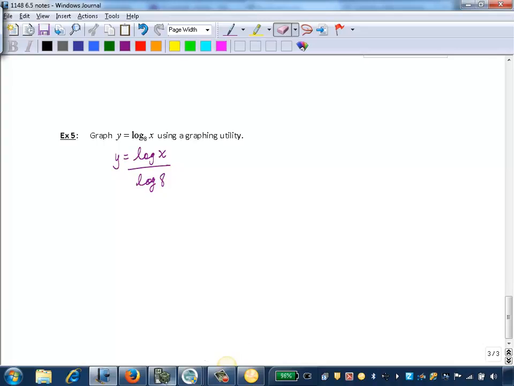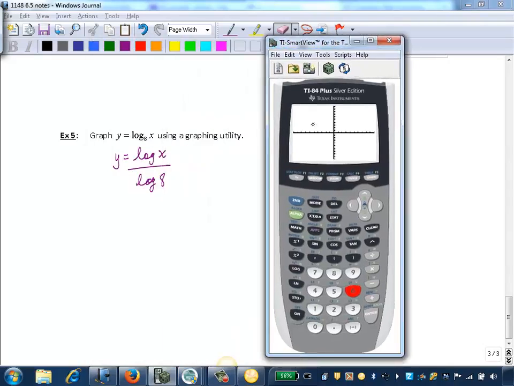So let's go into our calculator and enter our function here. So we want to graph common log x, and make sure you close the parentheses properly there on your argument x, divided by log 8, and close those parentheses on the argument. Now I'll graph this on a standard viewing window, zoom 6 first.